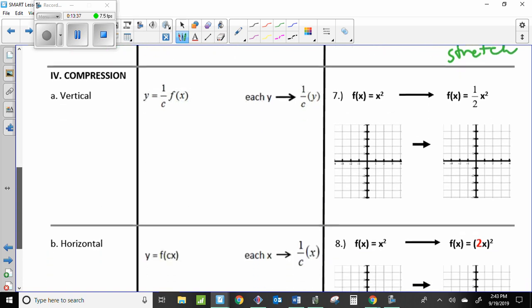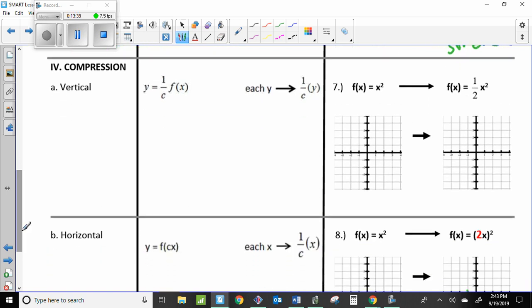Now the next transformation is compression. There is vertical and horizontal. So when do we have a vertical compression? If we multiply our function by a reciprocal, a value that's greater than 0 but less than 1. For example, if I have y equals 1/3 of x squared. Let's apply that to our quadratic function.